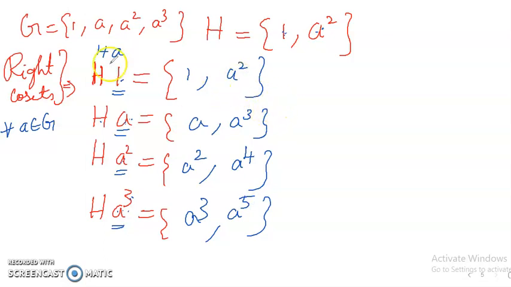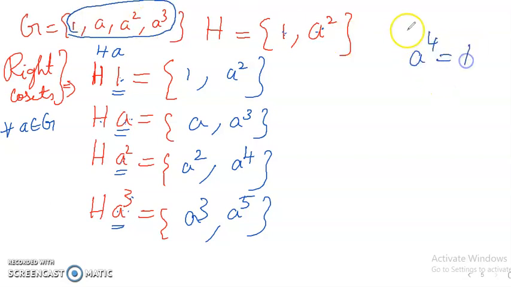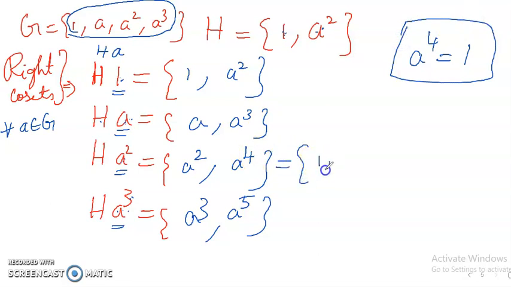In G you have only up to a³. Also we have a⁴ = 1. So we can rewrite it as {1, a²}, because a⁴ is 1. What is {1, a²}? It is H·1. So H·1 and H·a² are identical cosets. They are the same.